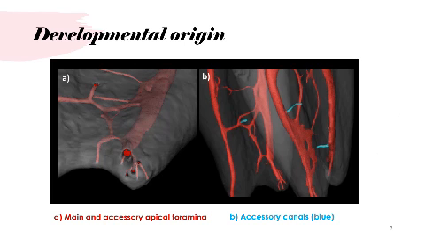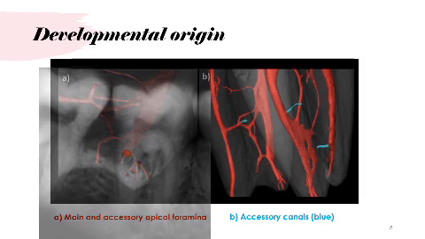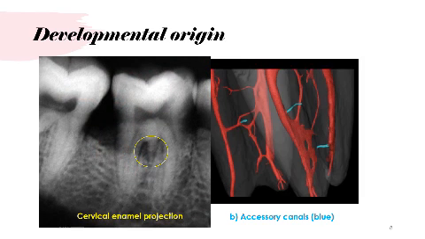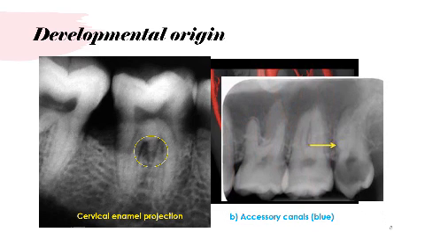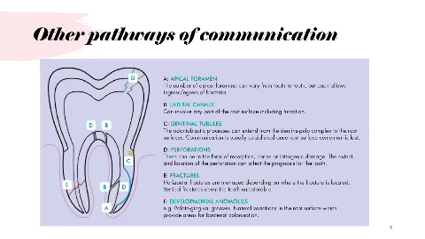One is developmental in origin. As you can see in picture A, marked in red, the apical foramen, the larger one, and the smaller ones are the accessory foramina. In B, marked in blue, the accessory canals. Then the cervical enamel projection extending into the furcal area, as you can appreciate, and the cervical enamel pearl, as well as a communication in the furcal area.